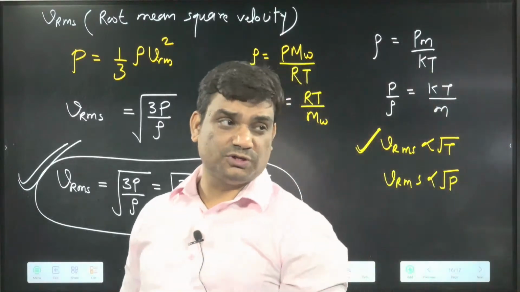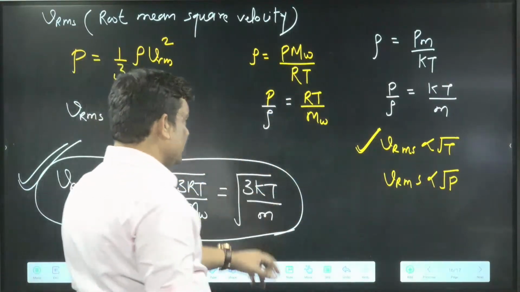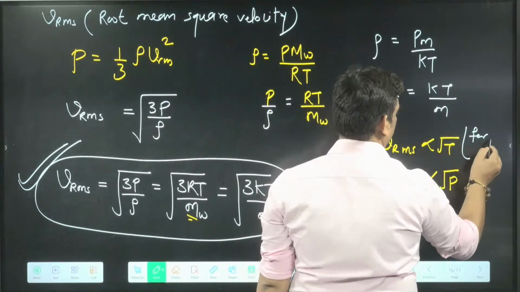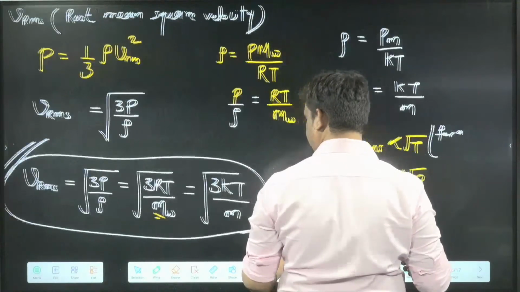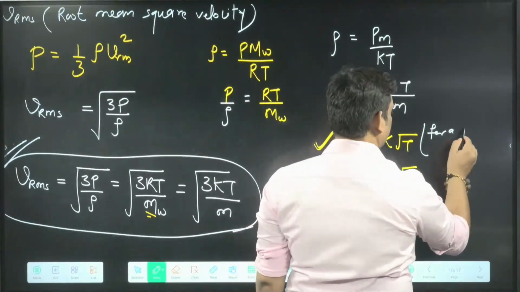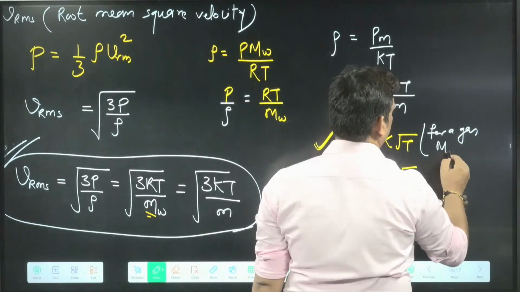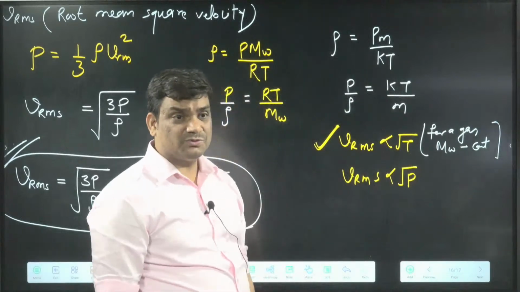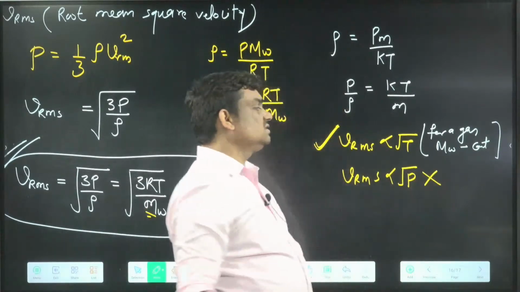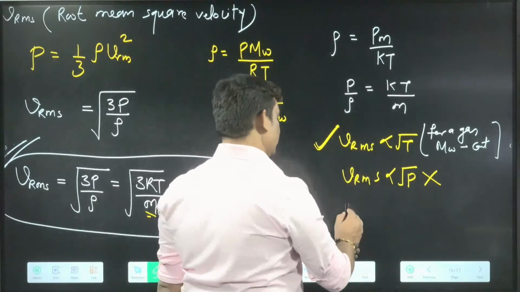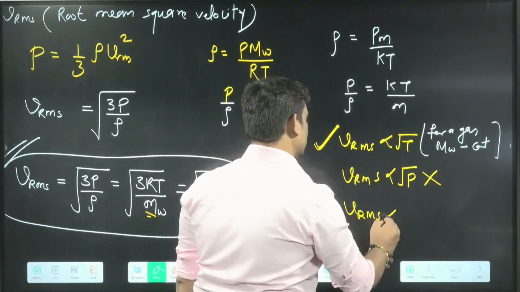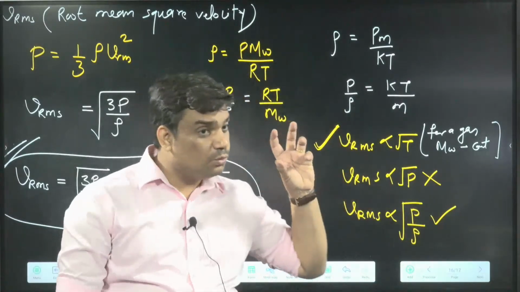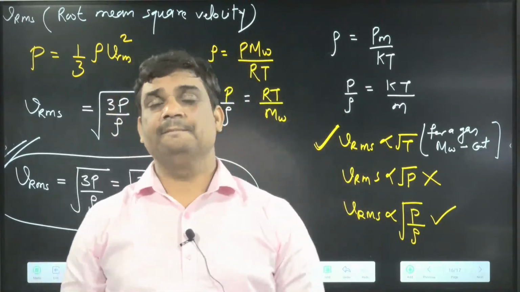VRMS proportional to root T is correct, because for a gas, MW will be constant. But VRMS proportional to root P is false. This is not correct. The correct one is VRMS proportional to root of P by rho. This is the correct version. But if I say only root P, then that is not correct.